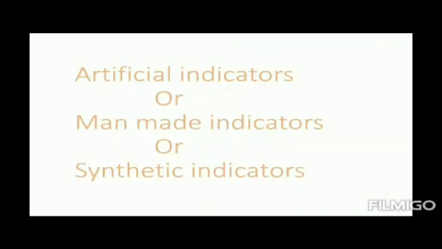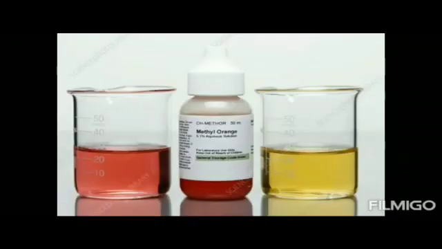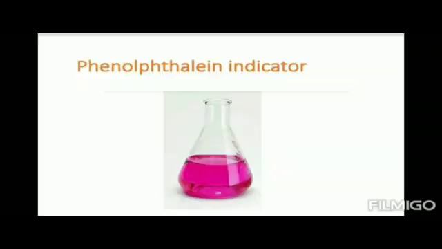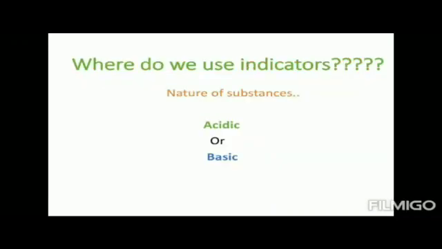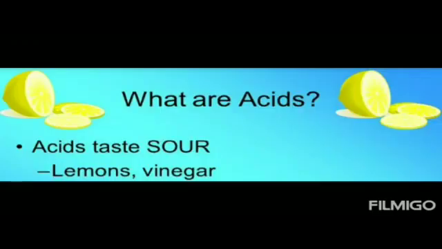Artificial indicators. Artificial indicators are man-made indicators or synthetic indicators. Example, methyl orange, phenolphthalein, etc. Where do we use these indicators? Indicators are used to find the nature of substances, whether they are acidic or basic. What are acids? Acids are the substances which are sour in taste and turn blue litmus red.